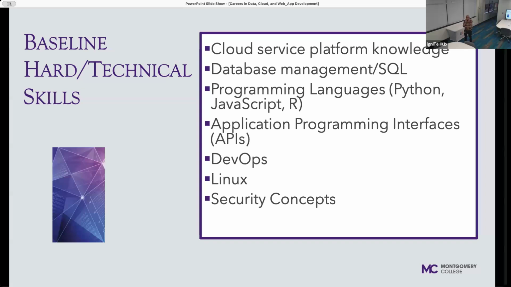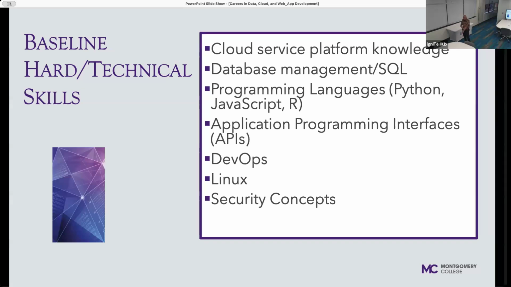Just like the last case with the data analytics, you see a lot of very specific skills here. The first that I put there is cloud service platform knowledge. And I talked a little bit about this. While the technology and the concepts on how cloud are made and managed are basically the same, Amazon does things a little bit differently than Microsoft and Google and Oracle.